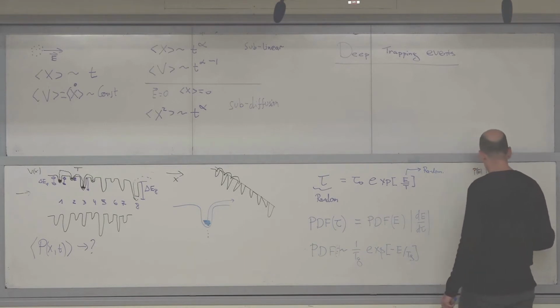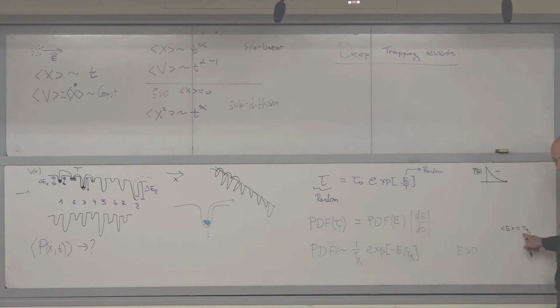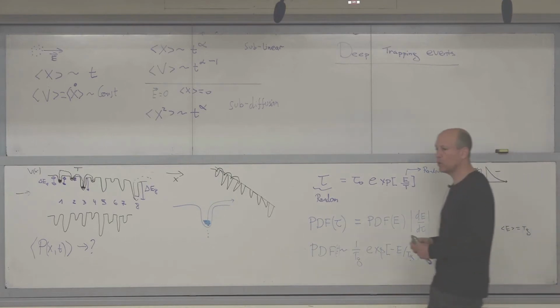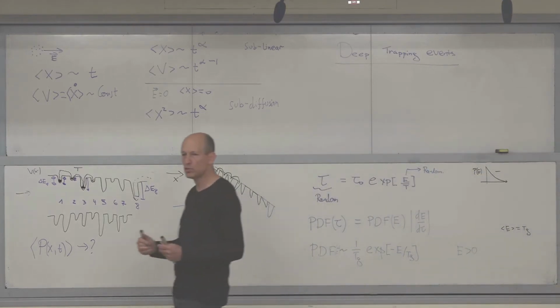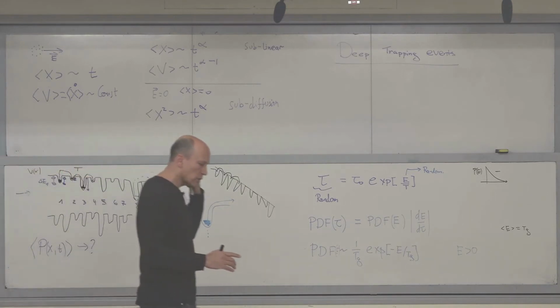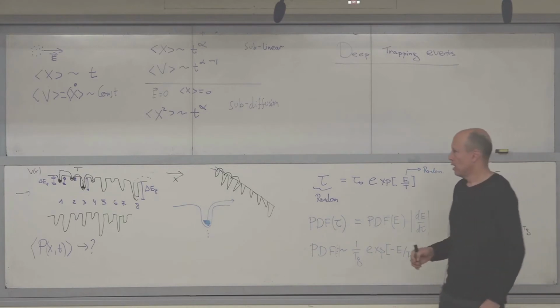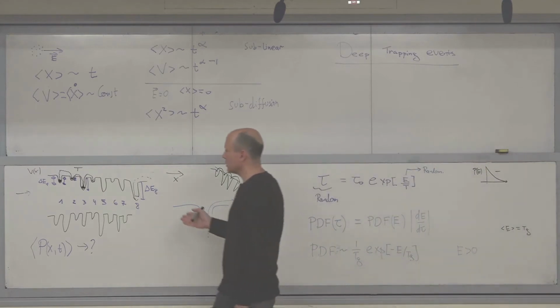What is the average energy trap is something that I call TG. TG has units of temperature because K Boltzmann is 1. What is TG? Why do I call it TG? Can anyone guess? What is this G? G is glass. So this is why it's called glass. This is sometimes called the glass temperature because of many reasons. This is a glassy system.